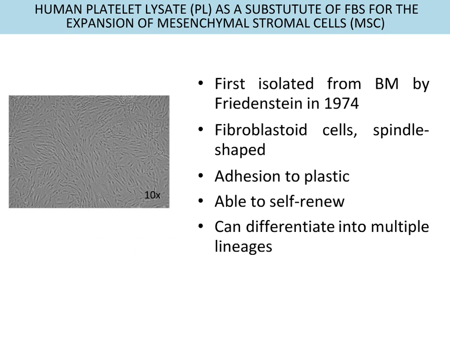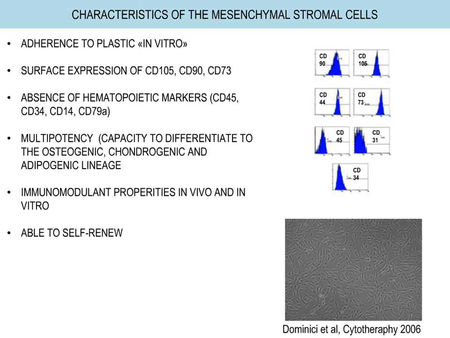Mesenchymal stromal cells are stem cells first isolated from bone marrow by Friedenstein in 1974. They are fibroblastoid, spindle-shaped cells, and they can differentiate into multiple lineages, and since they are stem cells, they are able to self-renew. MSCs have some important characteristics defined by the International Society of Cellular Therapy. Among them, they have to adhere to plastic.